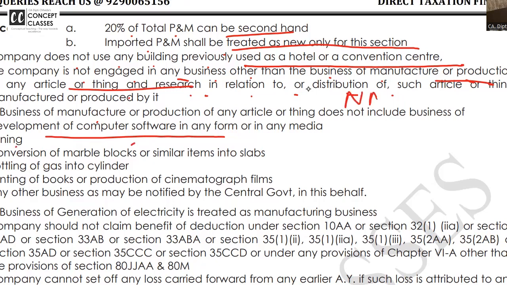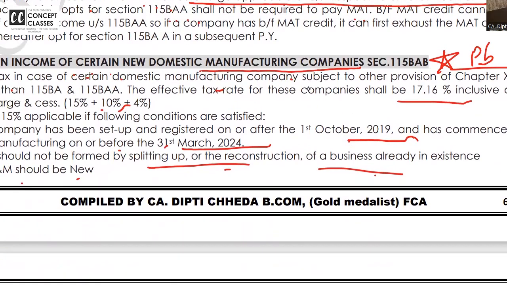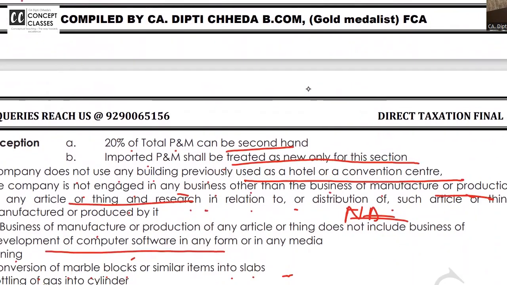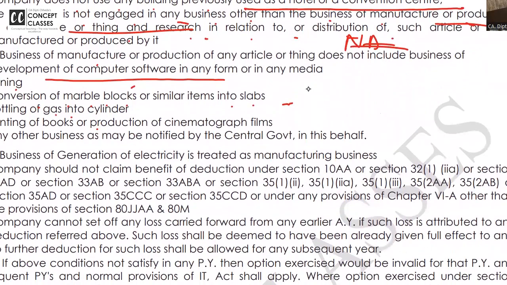Mining business not allowed. Conversion of marble blocks into slabs not allowed. Bottling of the gas into cylinder, it's not manufacturing, it's refilling, not allowed. Printing of books not allowed. Production of cinematography films not allowed. Any other business, these so they have specified. So government is specifying on these businesses. 115 BAB you cannot avail, otherwise 15% tax they can, you can do.